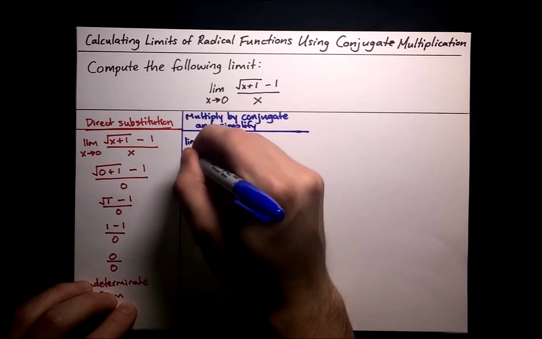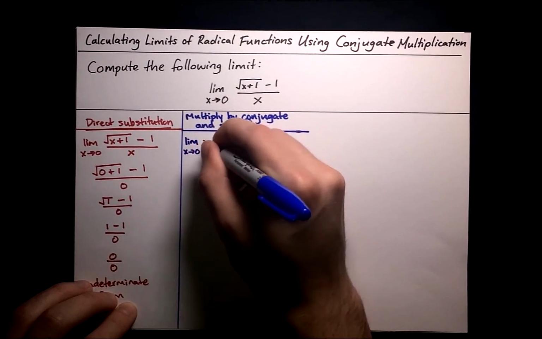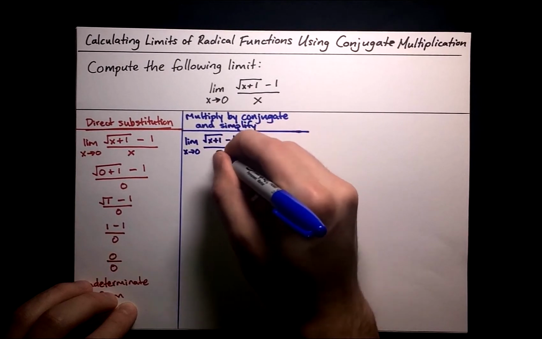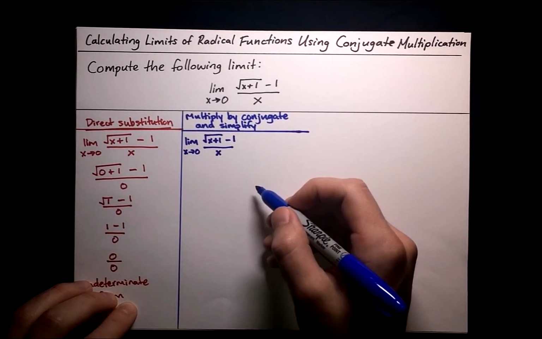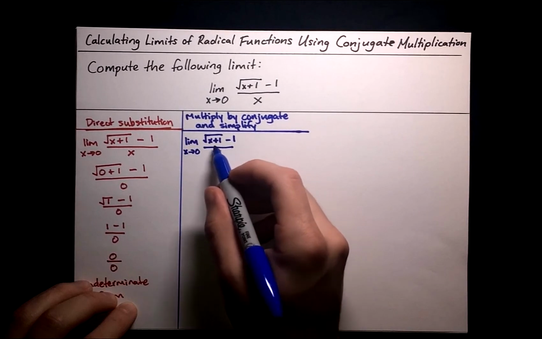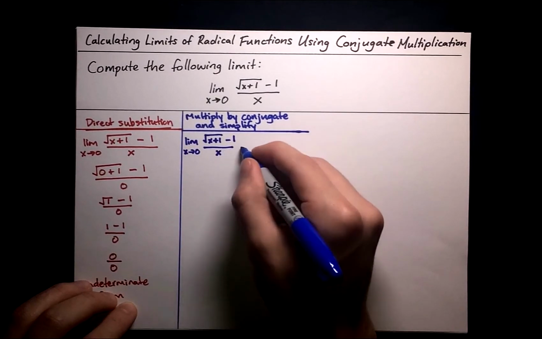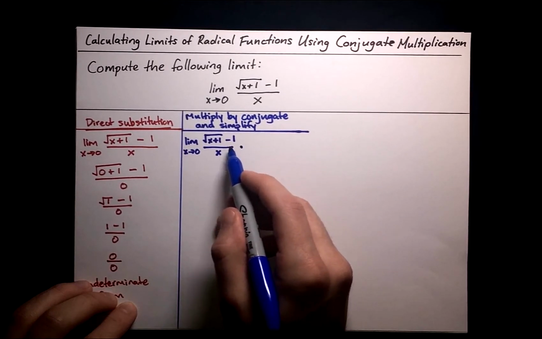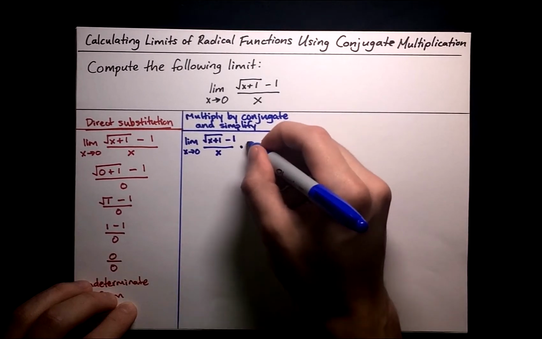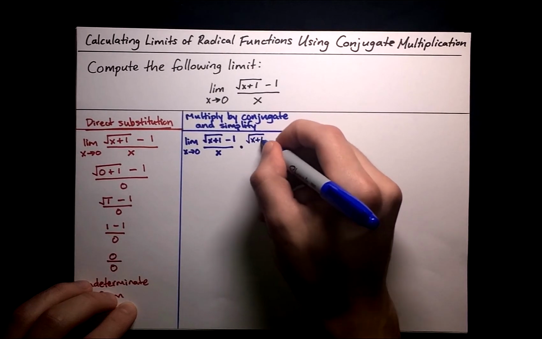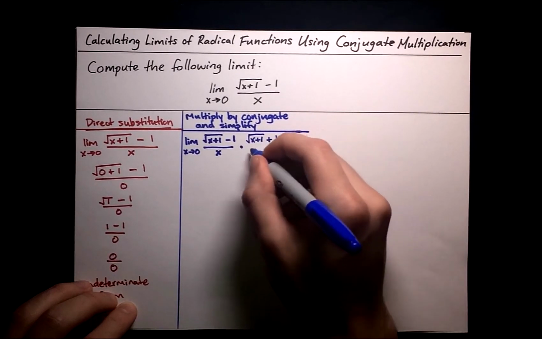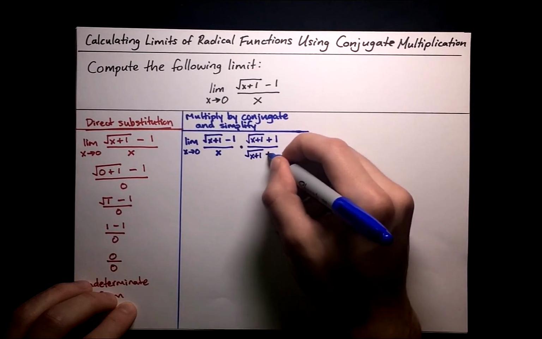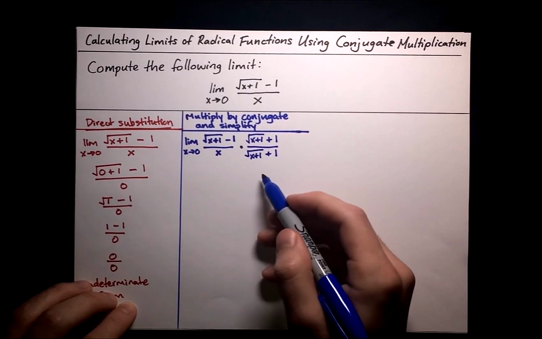So limit as x approaches 0 of root x plus 1 minus 1 over x. We're going to multiply by the conjugate of the numerator with the expression with the root. So the conjugate of this expression, all you have to do is flip the sign of the constant that's outside of the root. So we're multiplying by root x plus 1 and plus 1 instead of minus 1. We'll do that on top and bottom. Root x plus 1 plus 1. That way we're not changing the value of the limit.